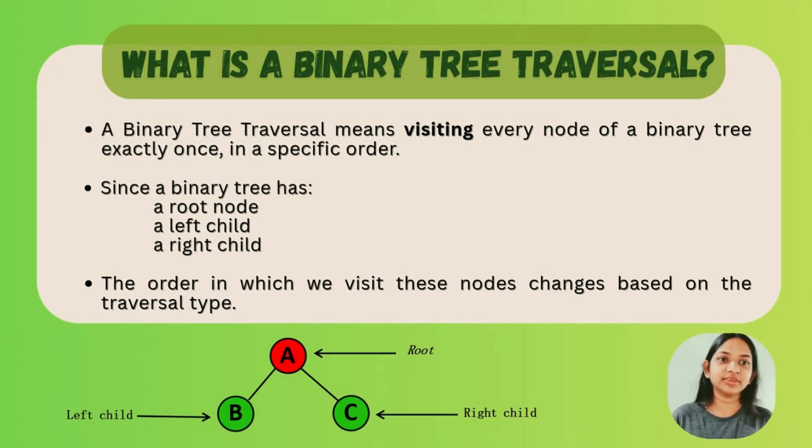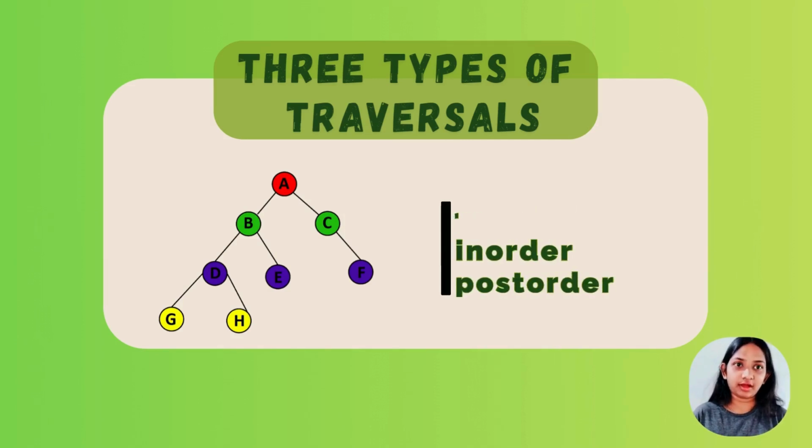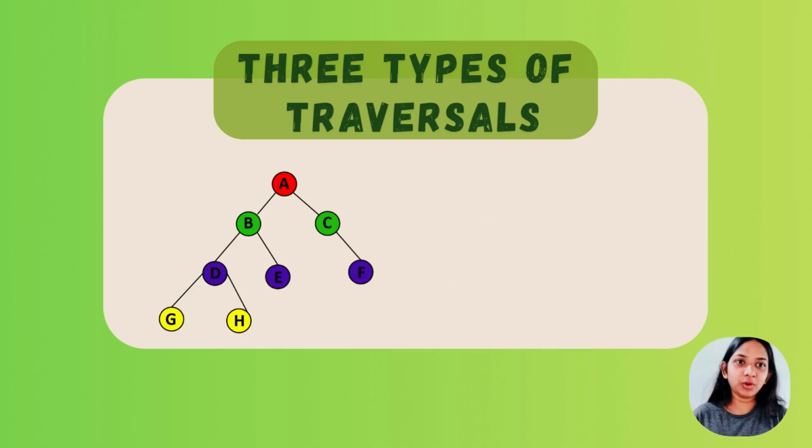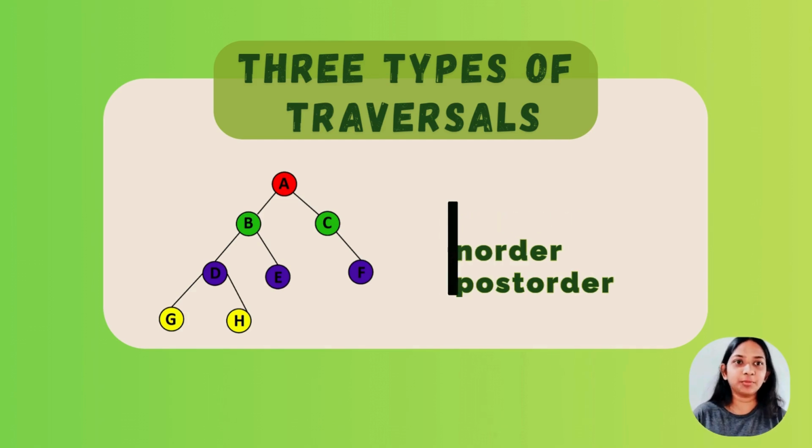What is a binary tree traversal? A binary tree traversal means visiting every node of the binary tree exactly once in a specific order. Since a binary tree has a root node, a right child and a left child, the order in which we visit those nodes changes based on the traversal type. There are three types of traversals in a binary tree. They are in-order traversal, pre-order traversal and post-order traversal. Now let's learn each traversal step by step.